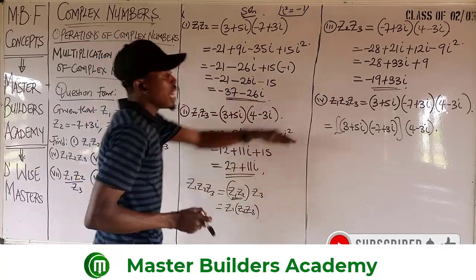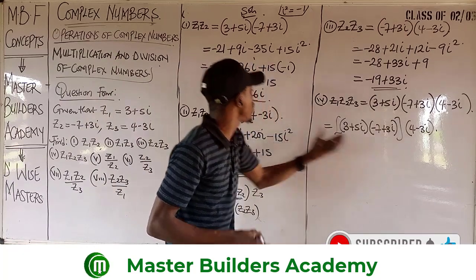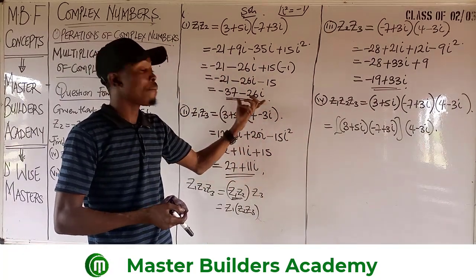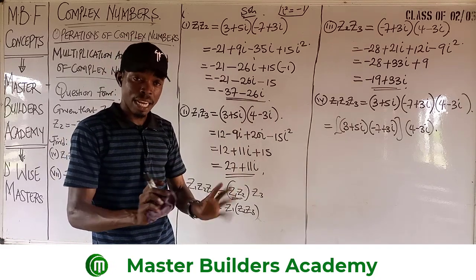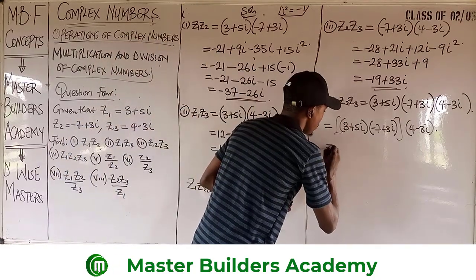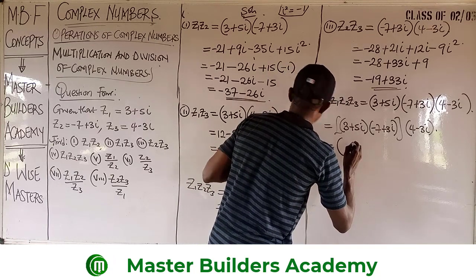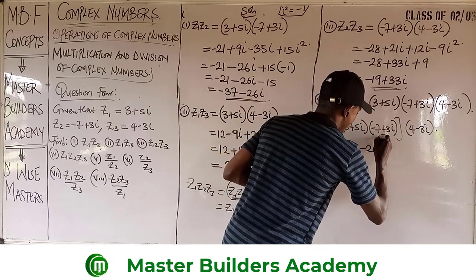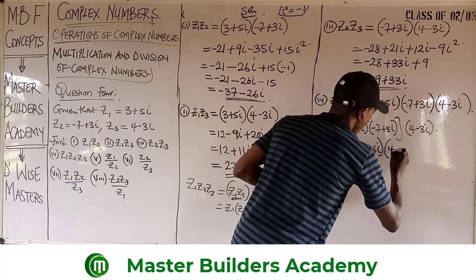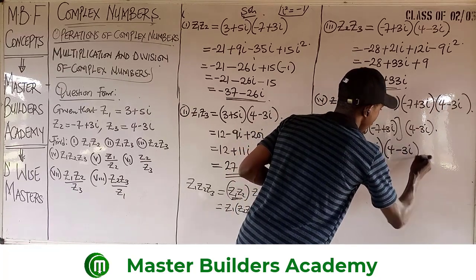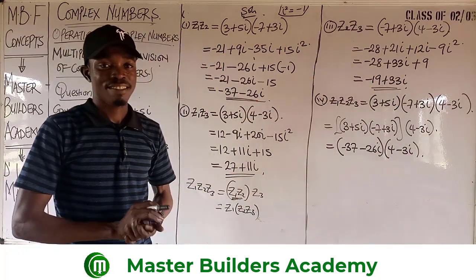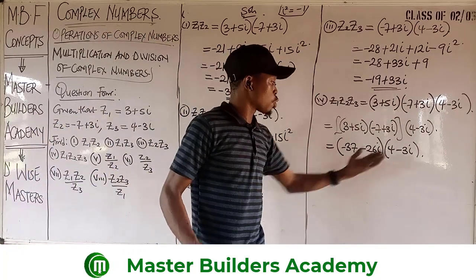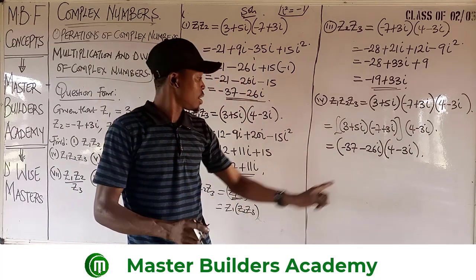I hope you understand, because even when you try to solve this out, you will still get nothing more than minus 37 minus 26i. Is that clear? So everything in this bracket will be replaced by minus 37 minus 26i into 4 minus 3i. This is it. It's as simple as this. So we have solved everything here. All we need to do now is go ahead with our normal multiplication.